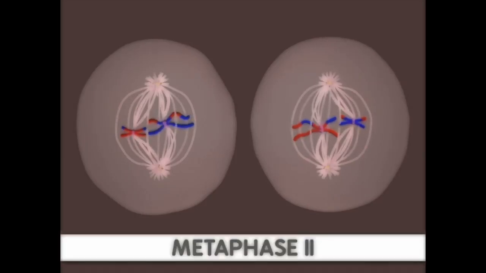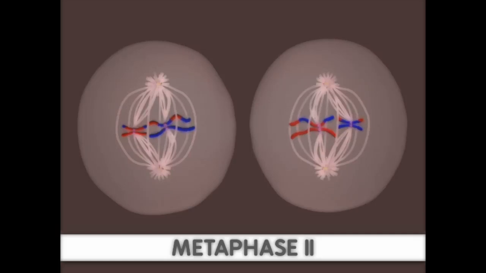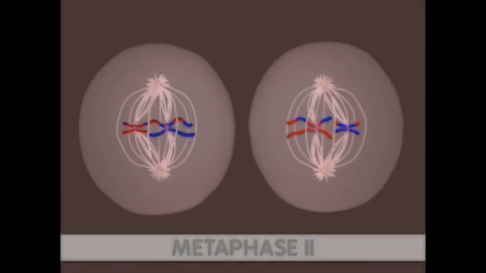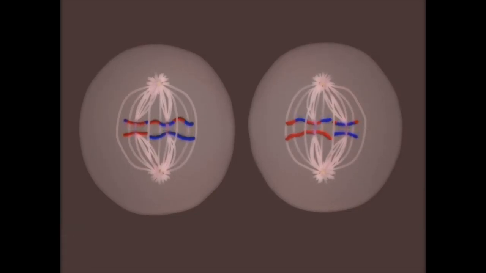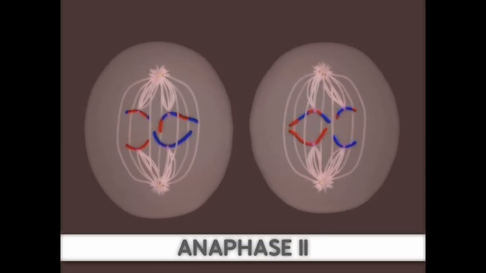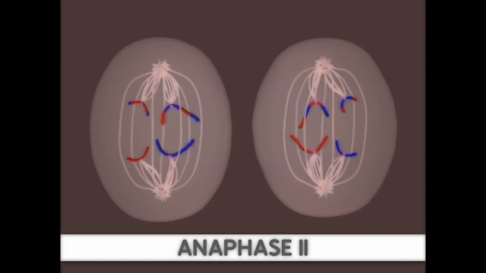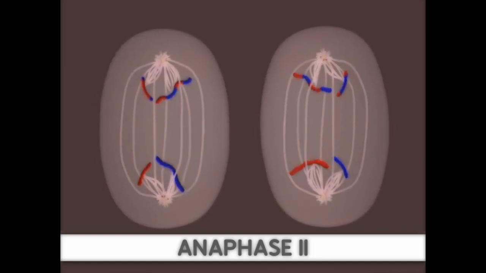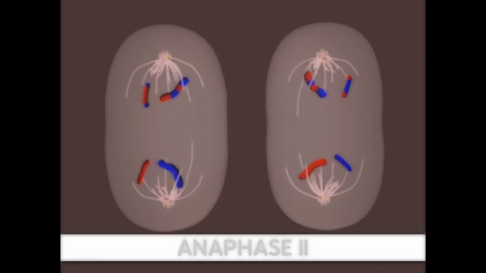In Metaphase II, the chromosomes align at the equator of the cell. Again, the alignment is random. Since the sister chromatids are no longer identical, there will be many different possible ways for these chromosomes to align. In Anaphase II, the sister chromatids are pulled apart as the microtubules shorten. Also, the ends of the cell are pushed farther apart as microtubules elongate.